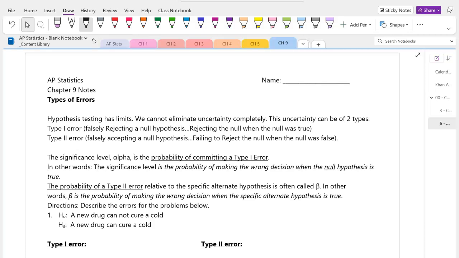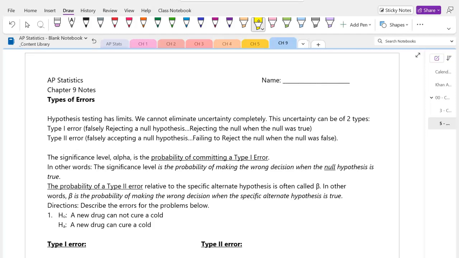Our next lesson in chapter 9 is going to be types of errors. So hypothesis testing has limits. We cannot eliminate uncertainty completely, but there are two different types of uncertainty. The first type is a type 1 error, and the second one is a type 2 error.